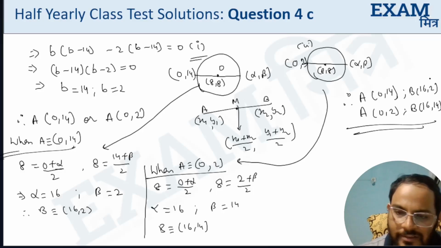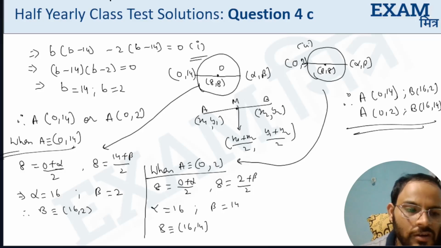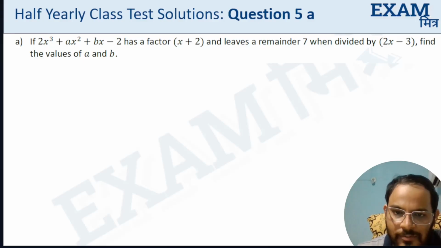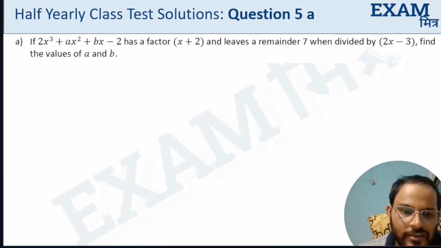So this will be the answer of the question. Okay, so let's move to the next question, that is question number 5. The first question is, if 2x cube plus ax square plus bx minus 2 has a factor of this and leaves a remainder 7 when divided by this. So we need to use the factor theorem to solve this problem.